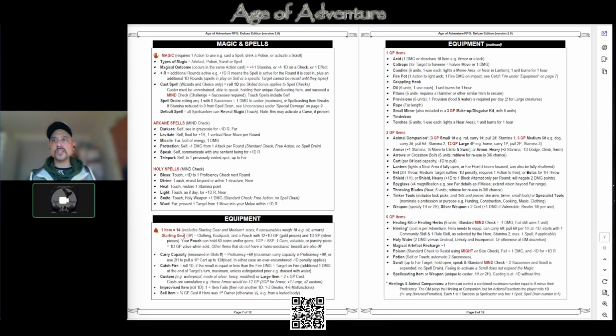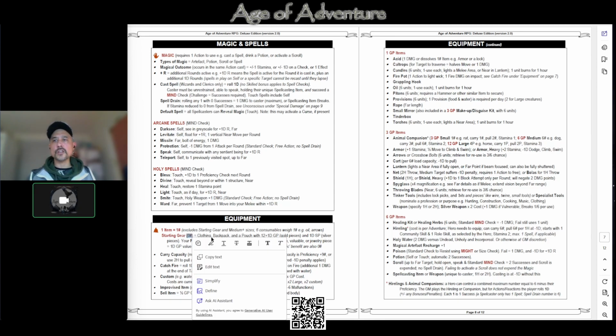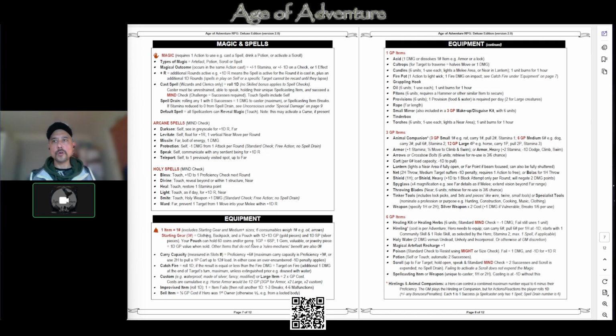Now some things weigh 0, so 0 slot items, things like your clothing, backpack and coin pouch, no problems, but everything else weighs 1 slot. So if they carry a tinderbox, that's 1 slot. If they carry a shield, that's 1 slot. Some things, like consumables, you carry up to 6 units of that in 1 slot. So torches, you can carry 6 units. And also I think healing kit or healing herbs, you can also carry 6 units, as well as standard equipment for the heroes.